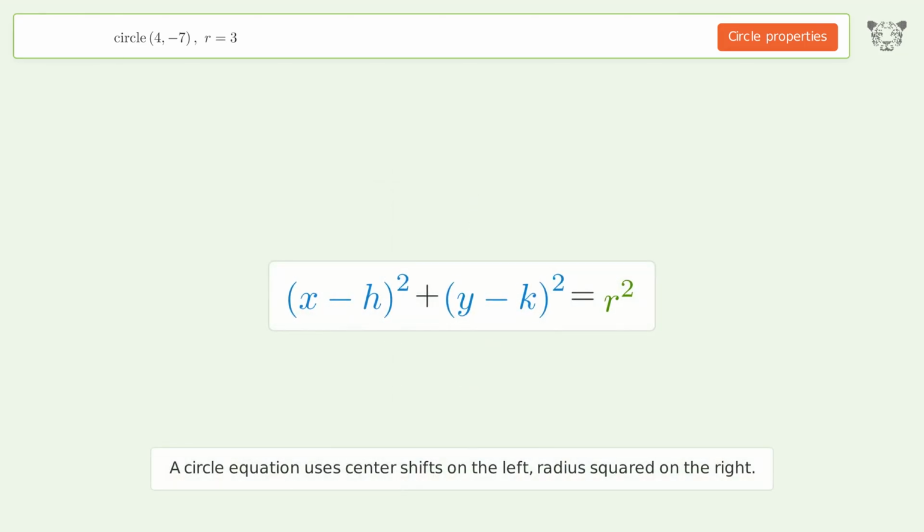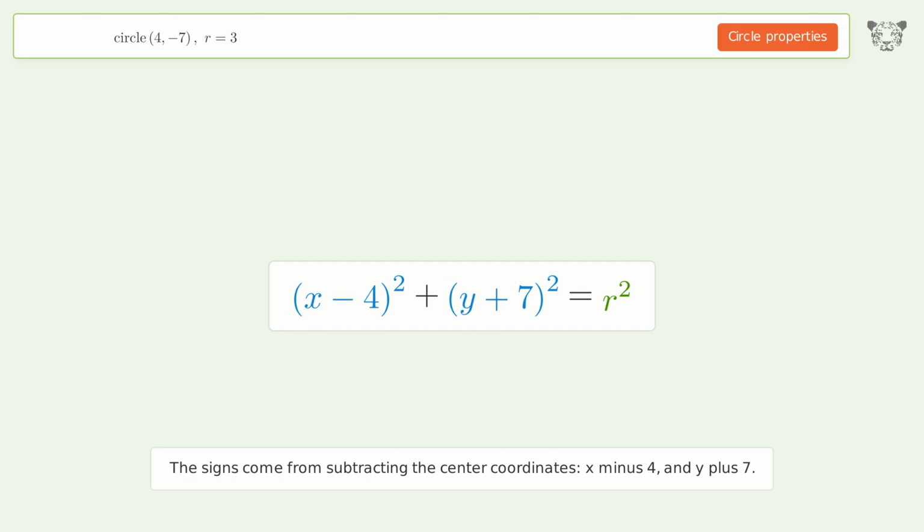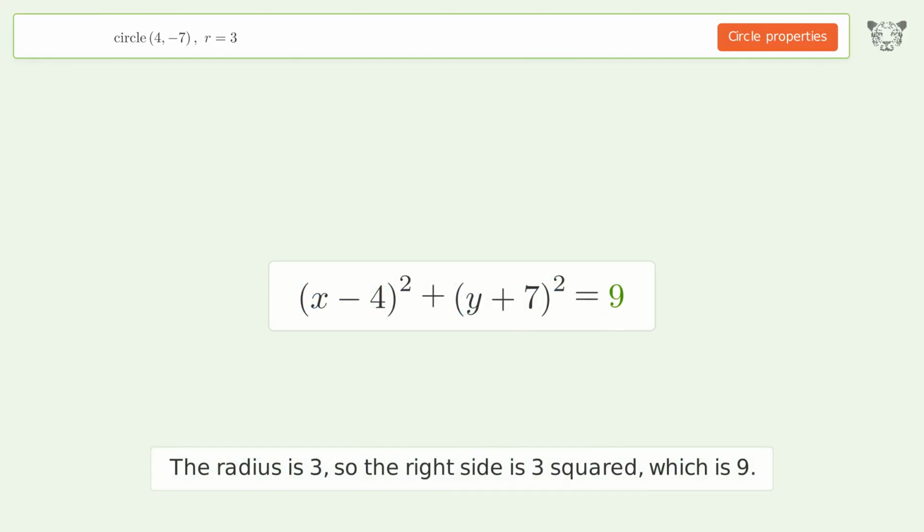A circle equation uses center shifts on the left, radius squared on the right. The signs come from subtracting the center coordinates: x minus 4, and y plus 7. The radius is 3, so the right side is 3 squared, which is 9.